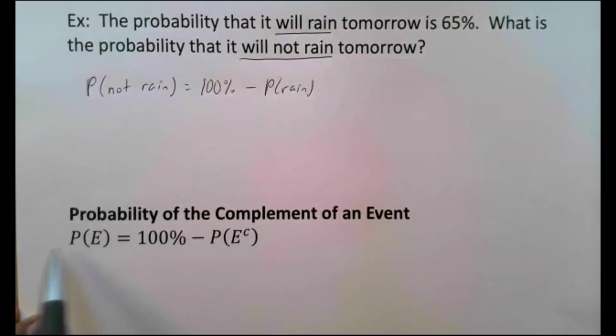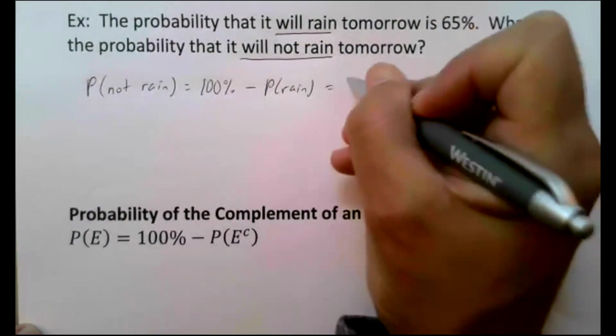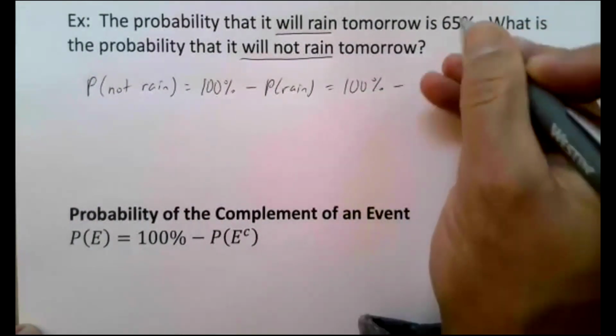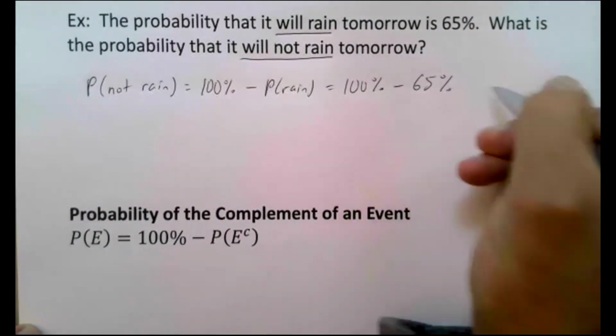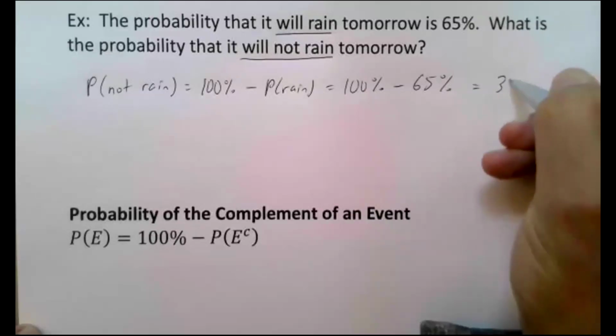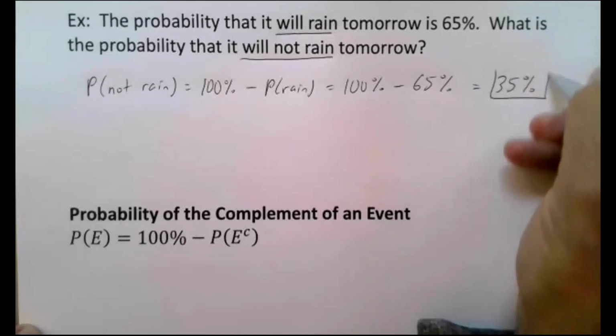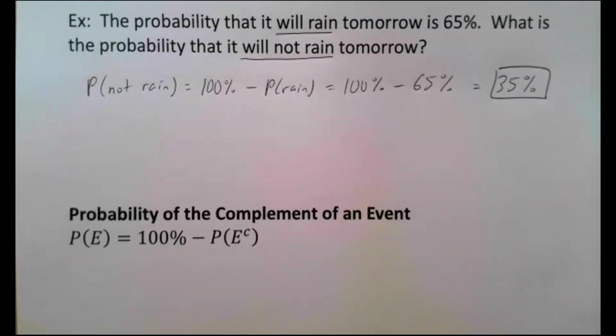But that's basically what this formula is saying. So when we're dealing with percents, go ahead and put 100% here. When you're dealing with fractions or decimals, go ahead and put the number 1 right here. But that's really it, right? 100% minus the 65% chance of rain. 100 minus 65 is 35. Just tells us there's a 35% chance that it's not going to rain tomorrow. If there's a 65% chance it is going to rain tomorrow, there's a 35% chance that it's not.